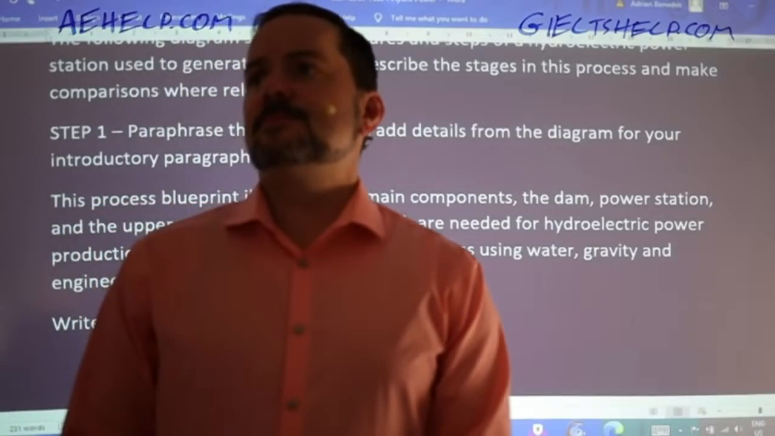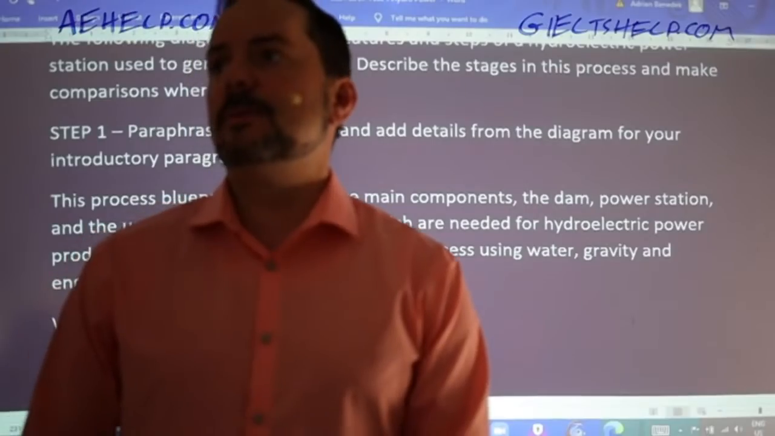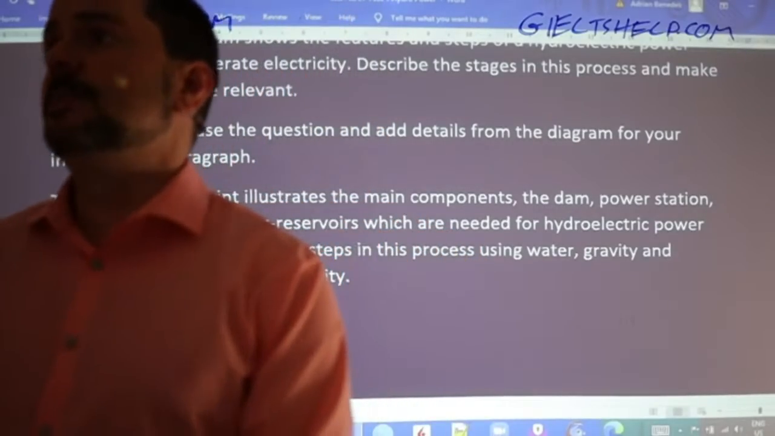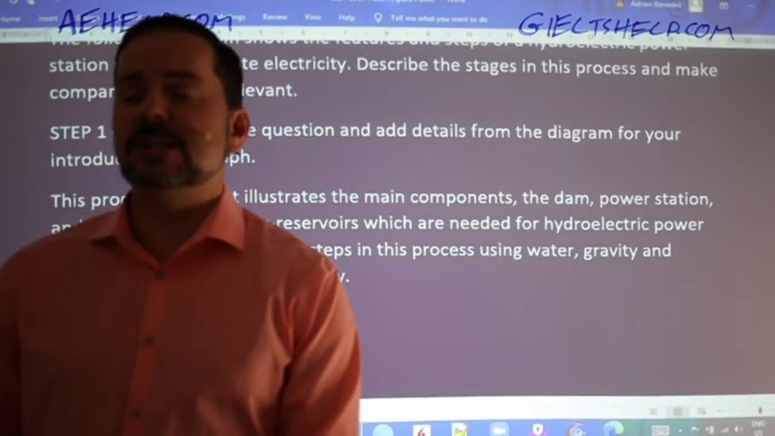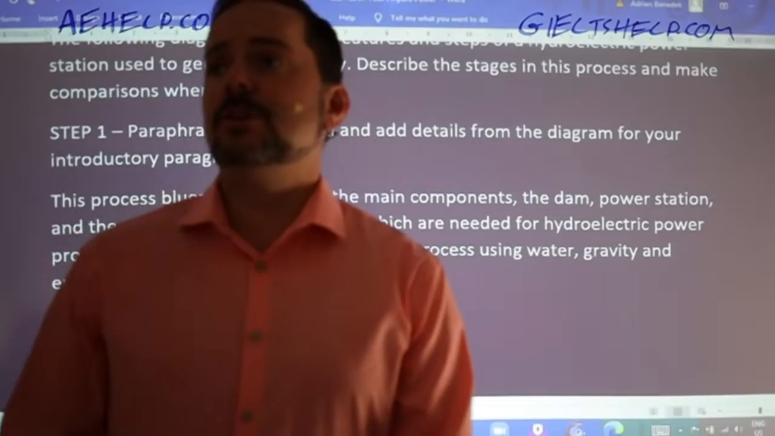Nick Hill says, this pictogram illustrates the three main components, the dam, power station, upper and lower reservoirs, and several stages for the production of electricity in a hydroelectric power plant. Very nice, Nick Hill. A couple of small grammatical mistakes, but overall very, very good.